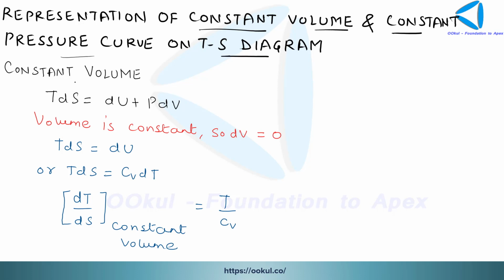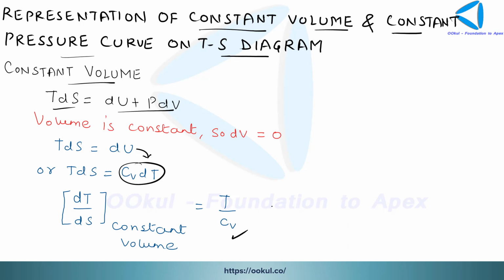Now, the representation of the constant volume and constant pressure curves on the TS diagram, how will we represent them? Constant volume means, first take the first TdS equation, TdS equal to dU plus pdV. If the volume is constant, then this term becomes equal to 0. So we are left with TdS equal to dU. And from the definition of internal energy, we have dU given as Cv dT. So for drawing the constant volume curve on a TS diagram, we must find its slope, that is dT by dS at constant volume, which will be equal to T by Cv.